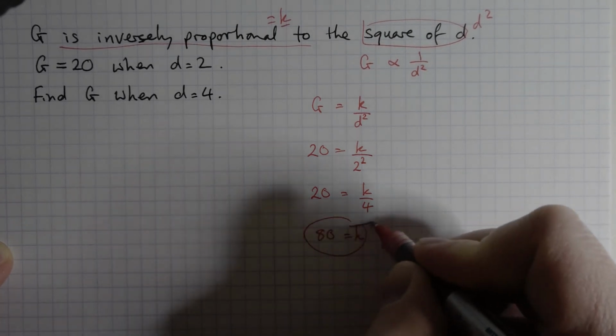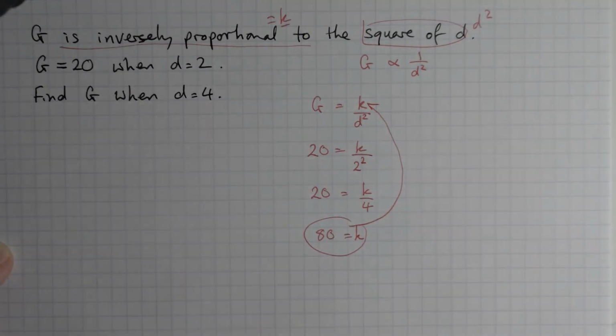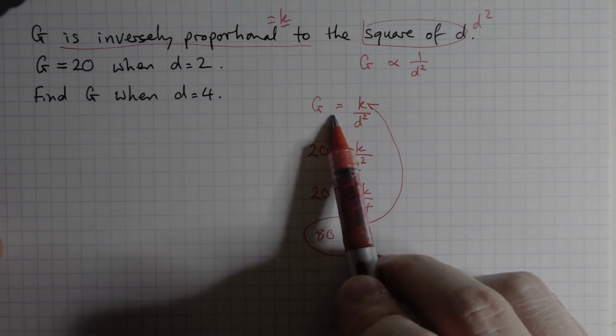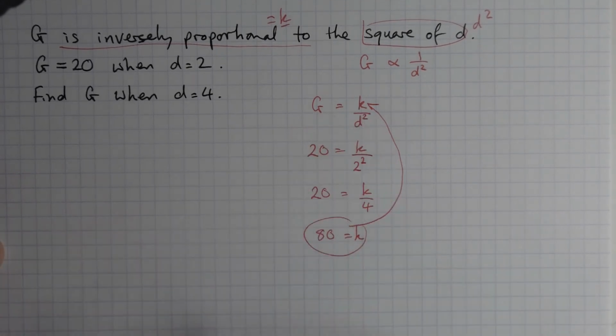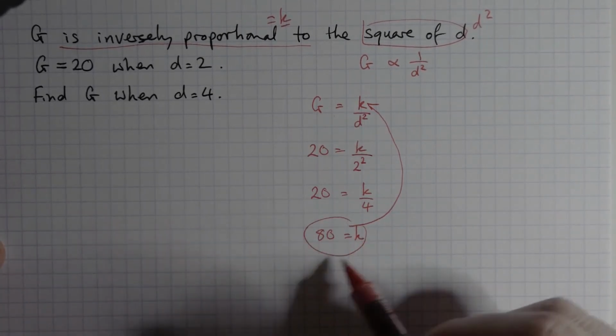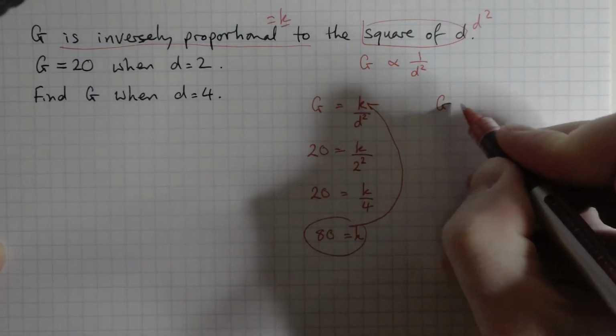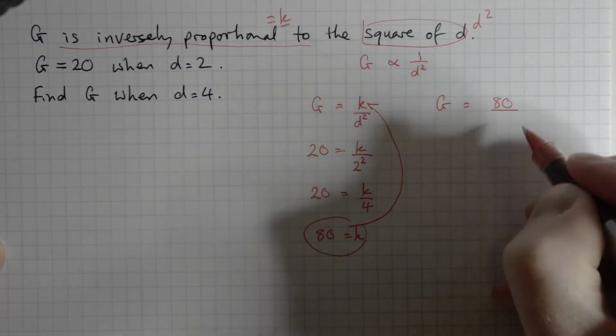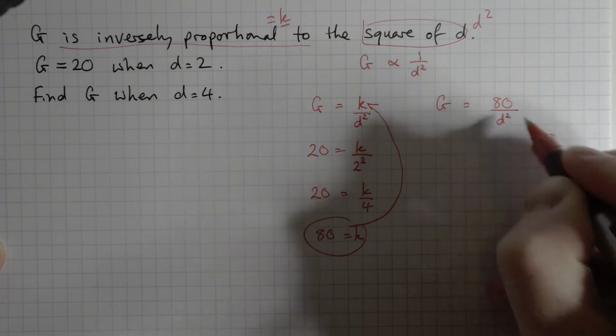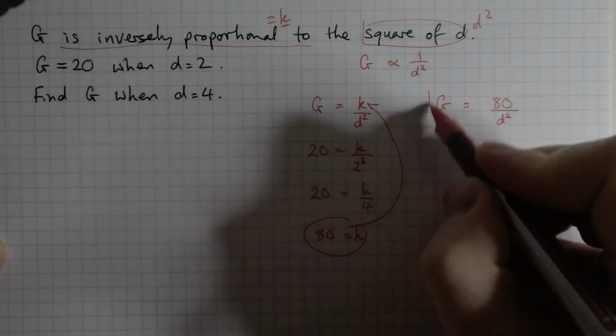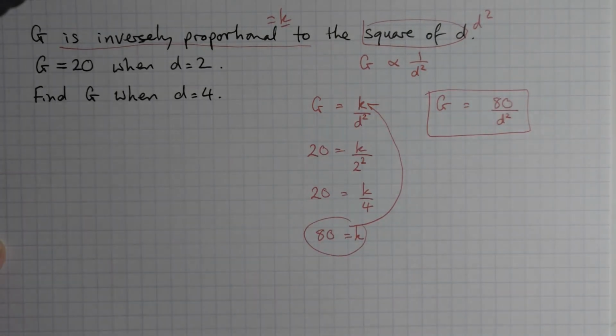So I now know that K is 80, and that can go back into here because my original statement was saying that G is some mystery number divided by D squared, but actually the mystery number is 80. So it's G equals 80 over D squared. Great, that's the formula that I need. And now I'm going to use it.